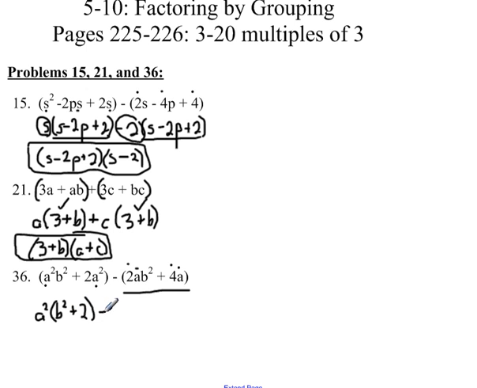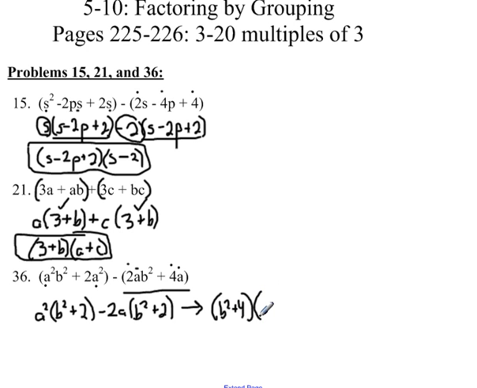And then minus, let's pull out 2a, leaving me with another b squared plus 2 in those parentheses. So in my next step, the b squared plus 2, which can't be factored, that can't be factored further. You want to be watching out for that as the problems get harder.